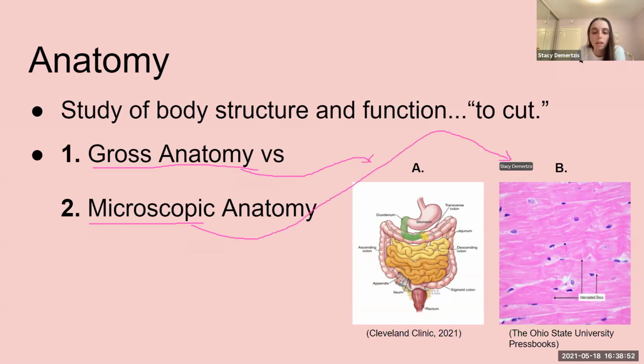And that's absolutely correct. Gross anatomy means to be able to evaluate with the naked eye. As we can see in this example of part of the digestive system, these are what we would see if, let's say, we were in lab examining a cadaver. But image B is actually a microscopic image of cardiac muscle. If we were examining a heart from a cadaver, we wouldn't be able to see this detail unless we looked at it under a microscope.